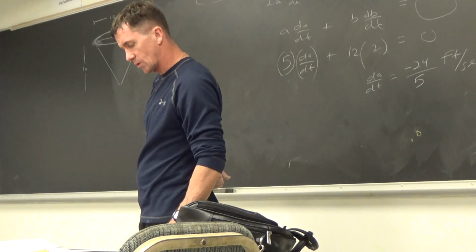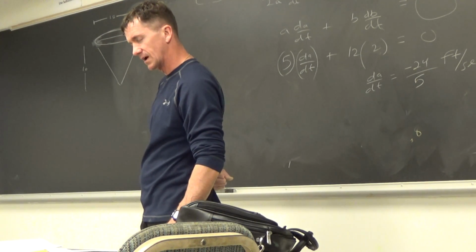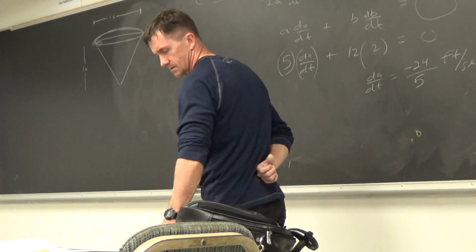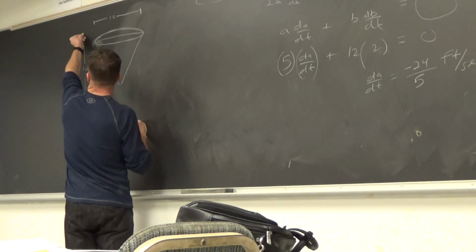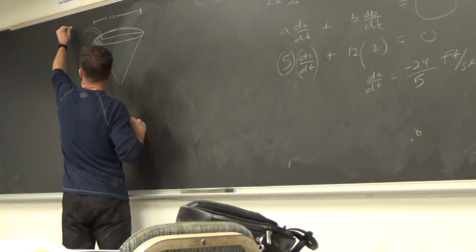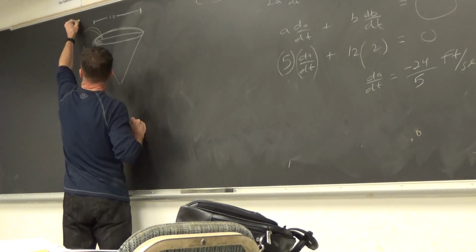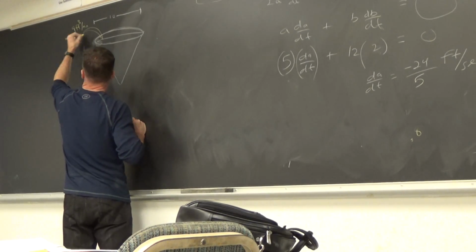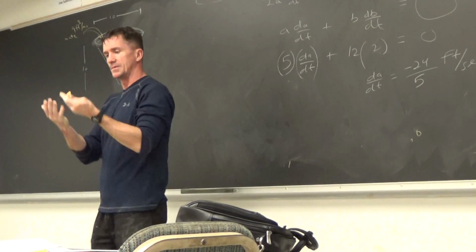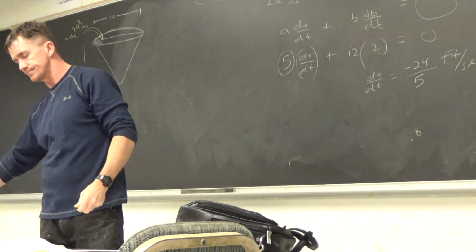And when they said water's going into this tank, how fast? 9 feet per minute. So maybe we'll just put here, 9 cubic feet per minute. Here comes the water. I'll draw an arrow. It's going in, so that means volume will increase, right?